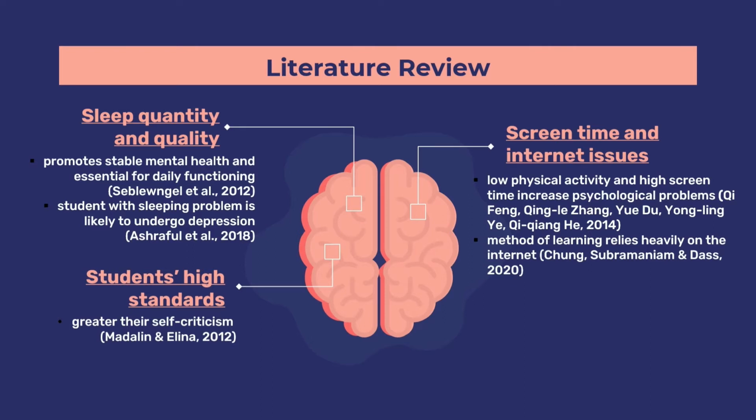Moving on to the second point, which is student high standards. Based on Madeline and Elena 2012, the higher the student standards are, the greater their self-criticism. Thus, the students end up putting excessive pressure on themselves, especially during examination. Hence, the student environment is very important in constructing an optimistic growth mindset. Last point is screen time and internet issues. Due to the COVID-19 pandemic, students are adapting to online and distance learning where classes and tests are conducted online. A research has been done and displayed how low physical activity and high screen time increase psychological problems. This method of learning relies heavily on the internet and creates anxiousness among students, especially students who encounter poor connection.